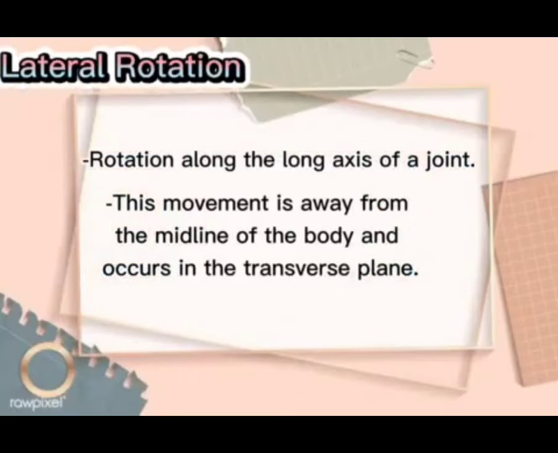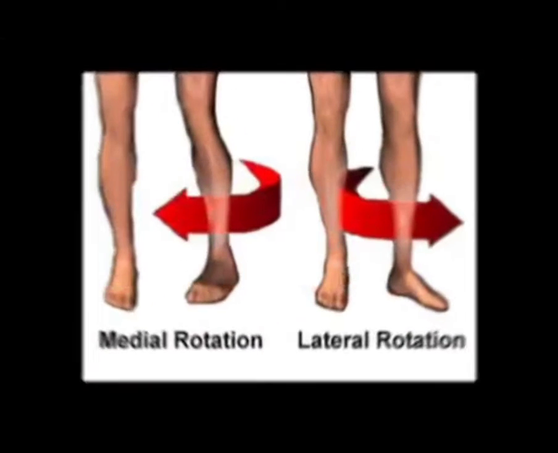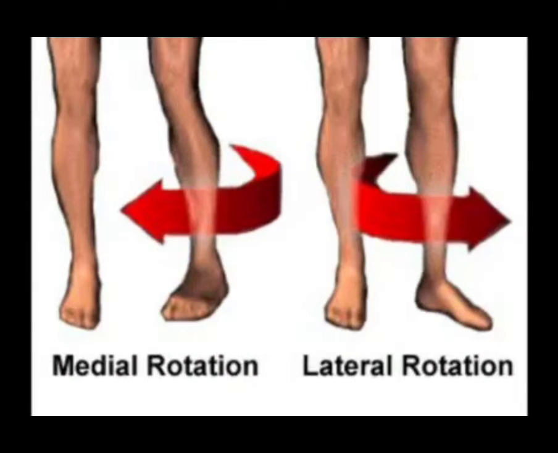Moving forward, lateral rotation is also referred to as external rotation. It is a rotation along the long axis of a joint, and this movement is away from the midline of the body and occurs in the transverse plane. This picture shows the difference between the medial and lateral rotation.